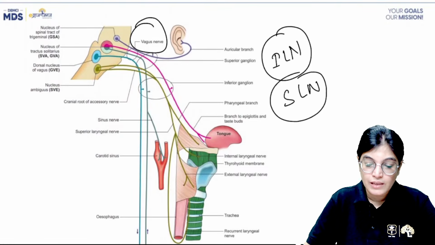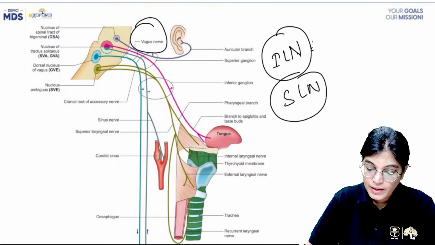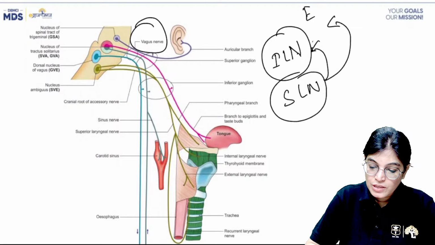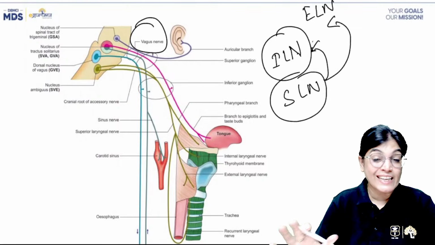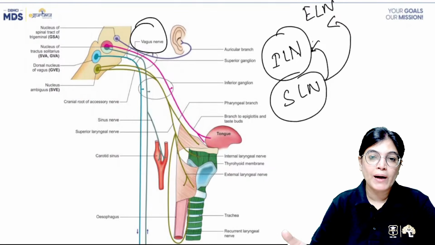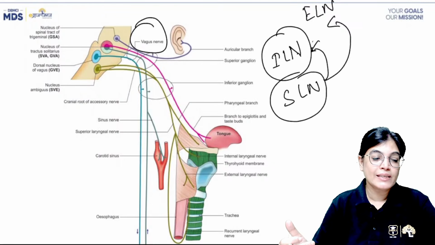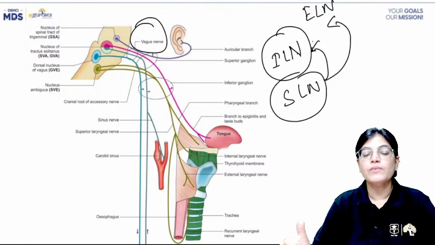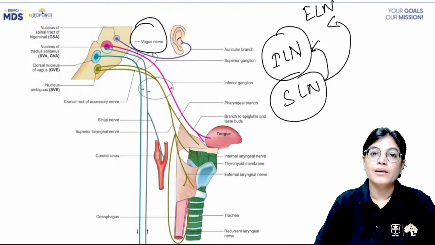So basically the internal laryngeal nerve is sensory. It is a branch of the superior laryngeal nerve, and the superior laryngeal nerve gives one branch as the internal and the other as the external laryngeal nerve. The external laryngeal nerve gives innervation to the cricothyroid muscle, only one muscle, that is the tensor of the vocal cord. The internal laryngeal nerve is sensory and innervates the upper part of the laryngeal cavity above the vocal cords. The lower part of the laryngeal cavity gets sensory innervation from the recurrent laryngeal nerve, and all the intrinsic muscles of the larynx are also supplied by the recurrent laryngeal nerve.